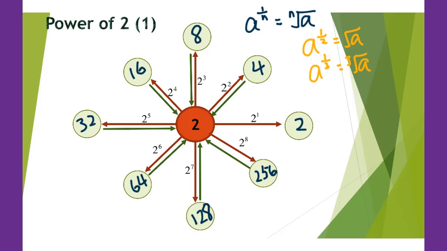So let's go back for this 4. 2 to the second power equals 4. Therefore, 4 to the 1/2 power means square root of 4, then I can get 2. From 8 to the 1/3 power means cubic root of 8 equals 2.